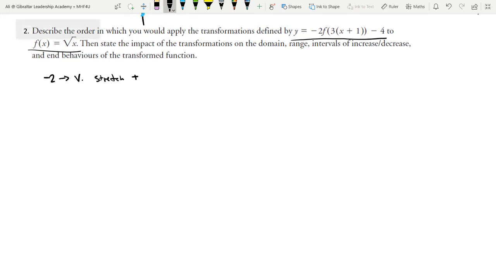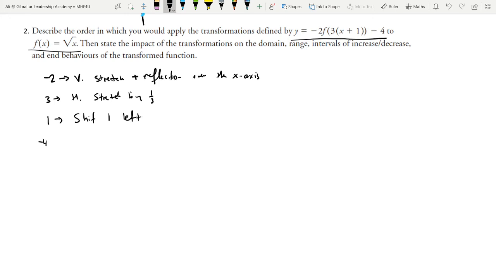So a vertical stretch plus a reflection over the x-axis because it's a vertical reflection. The 3 is a horizontal stretch by 1 over 3. The 1 would be a shift 1 unit to the left, and the negative 4 is a shift 4 units down.